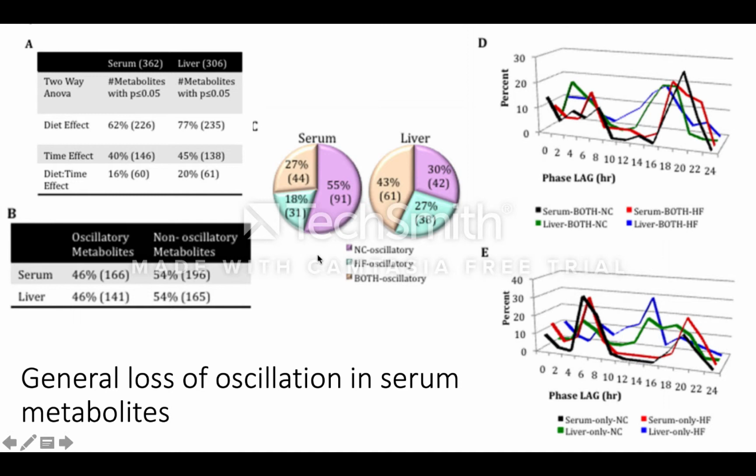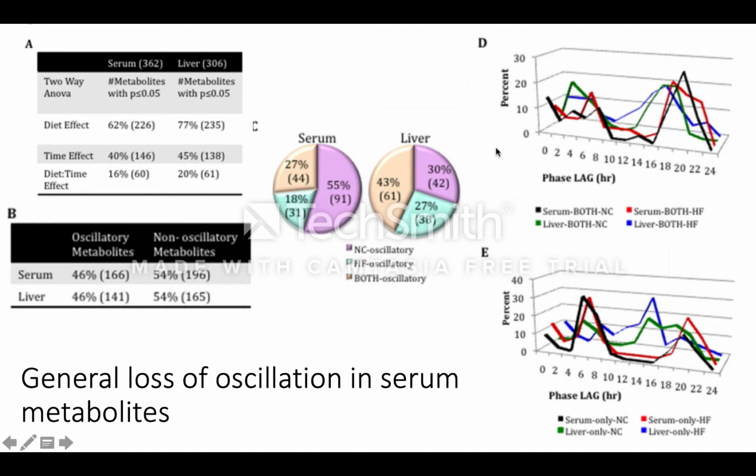Figure C showed the amount of metabolites that oscillated in the serum and the liver in the normal condition, the high fat density condition, and both diets, respectively. There was a threefold decrease in the number of oscillating metabolites in the high fat density diet in the serum relative to the normal condition. This shows that the serum metabolome is much more sensitive to nutritional challenge than the liver.